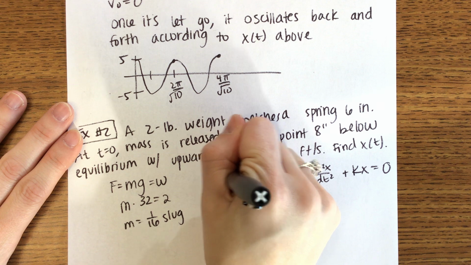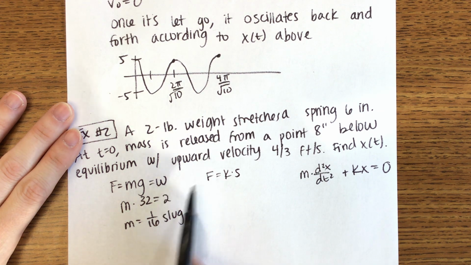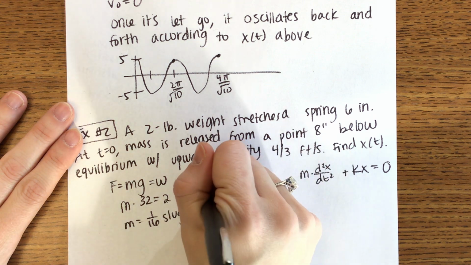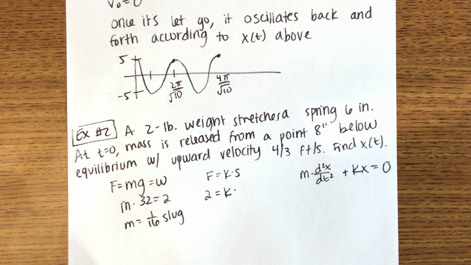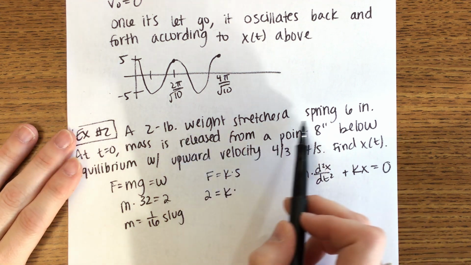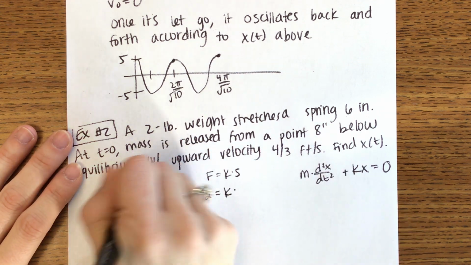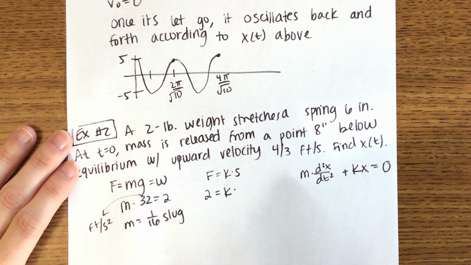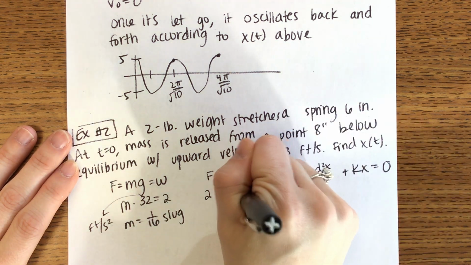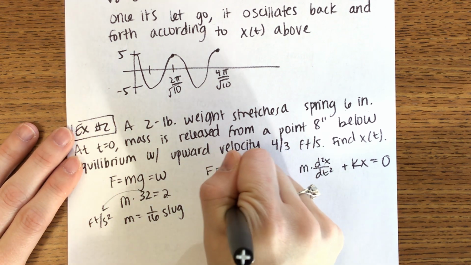We also looked at F equals K times S. Instead of F, we're going to use weight again. So we're going to use 2 again. Okay, for S, the weight stretches the spring 6 inches. That's going to be our S. But remember that that 32 is in feet per second squared. So we need to stay in terms of feet. 6 inches then is half a foot. So we get our K to be 4.